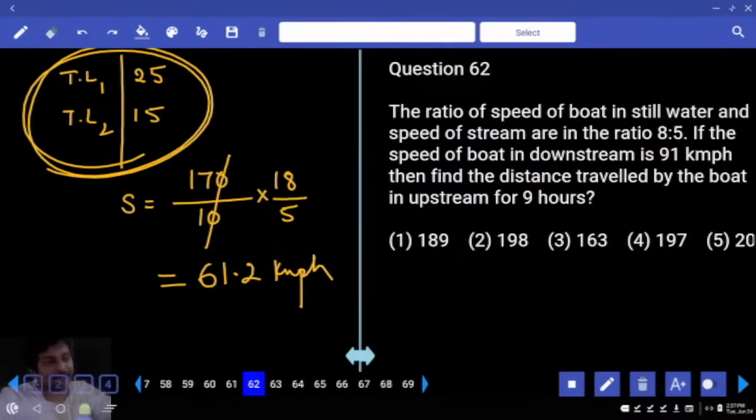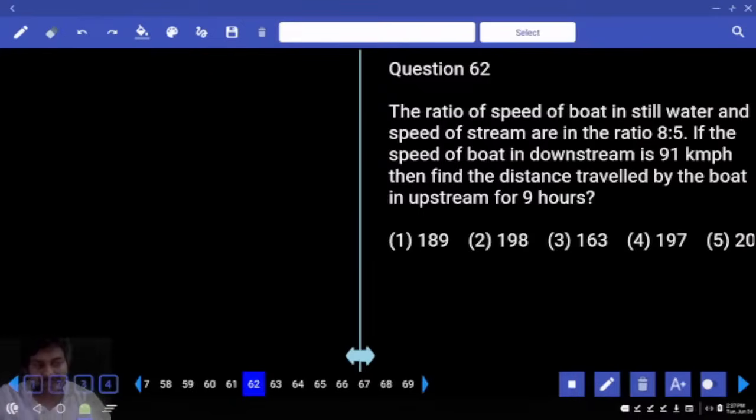The speed of the boat in still water and the speed of the stream are in the ratio 8:5. If the speed of the boat in downstream is 91 km per hour, M is to S is equal to 8:5. Downstream, M plus S. How many parts? 13 parts is equal to 91. From this, 1 part is equal to 7. Find the distance traveled by the boat in upstream for 9 hours.